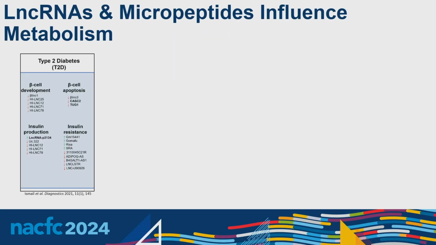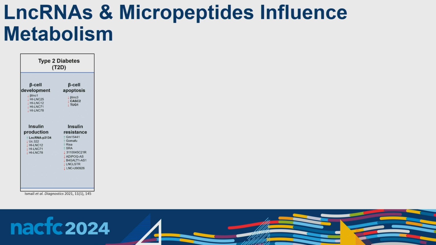No disclosures. So starting broadly, we are novices to the cystic fibrosis world and came in from a more traditional diabetes standpoint. And I want to start with introducing the concept of lncRNAs and micropeptides. There are several regulatory RNAs that do not produce proteins, among them microRNAs and these long non-coding RNAs, or lncRNAs. Several of them have been implicated in the development and progression of several diseases, including type 2 diabetes, through effects including beta cell development, apoptosis, insulin production, and then outside of the beta cell in insulin resistance.